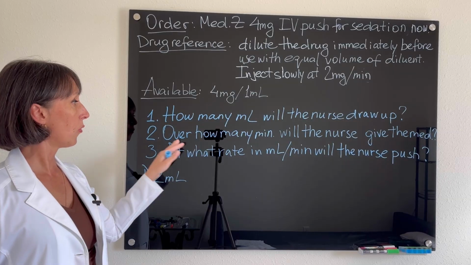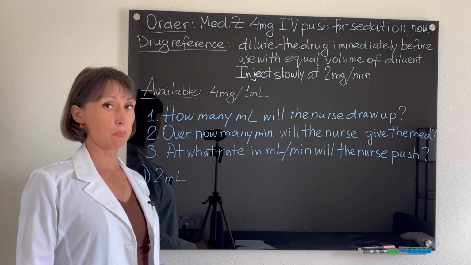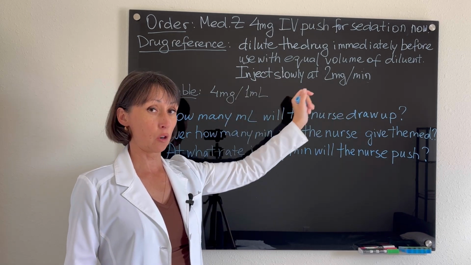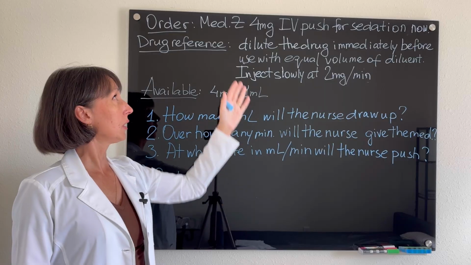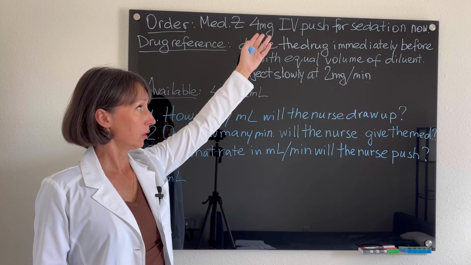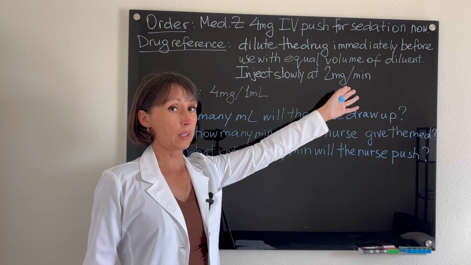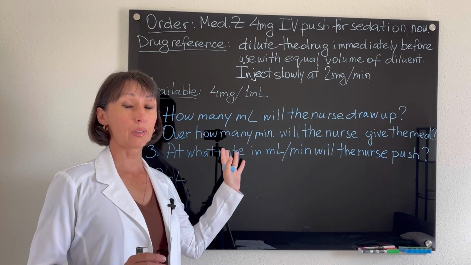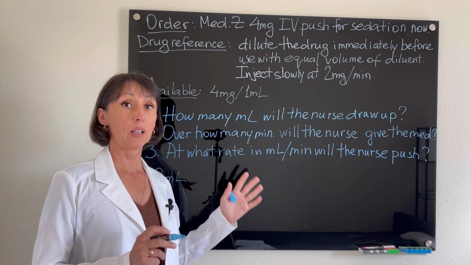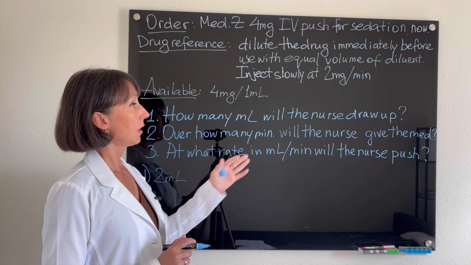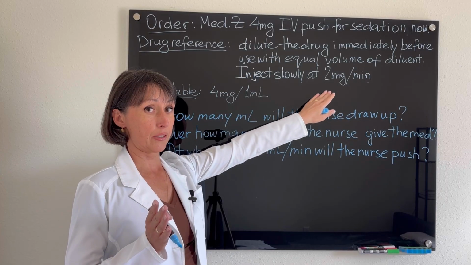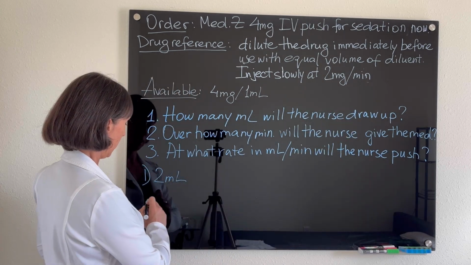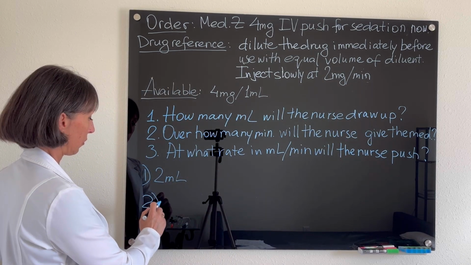Let's look at the second one. Over how many minutes are we going to give this med? And the instructions are inject slowly at 2 milligrams per minute. How much do we have to give? We have to give 4 milligrams per order. 2 milligrams are going over 1 minute. Then for 4 milligrams, we're going to need 2 minutes. Now, if you don't do math real well in your head and you need to write it out, please write it out to prevent mistakes. So I'm going to use the DKP method and I'm going to say 2 milligrams is 1 minute. For number 2.